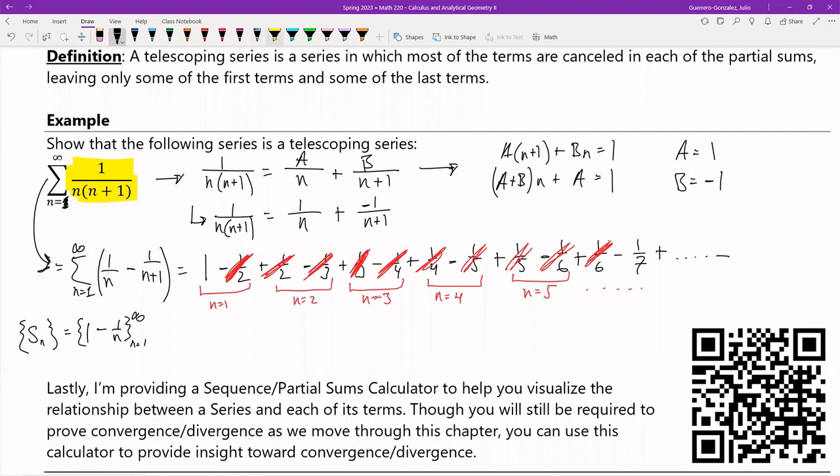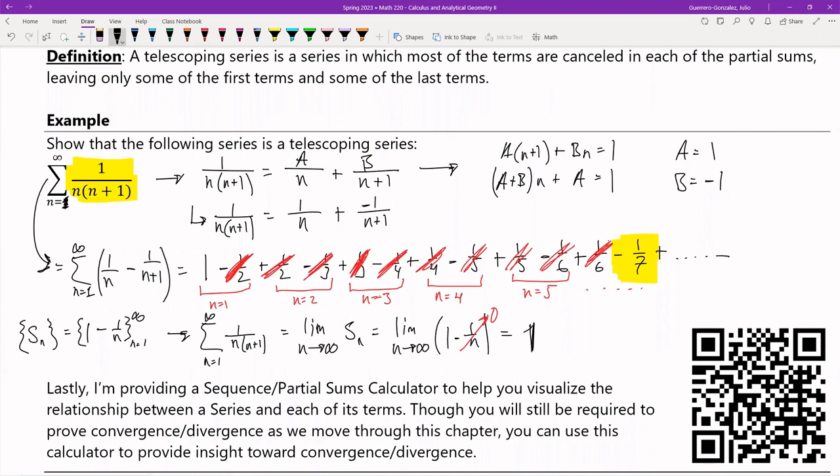Because if you take a look, it's going to end up stopping here. Let's take the seventh partial sum. It's going to be 1 minus the seventh. So then therefore, we have another formula here to prove this. The sum, n equal 1 to infinity of 1 over n times n plus 1, is going to be the limit as n goes to infinity of the S n's, which is the limit as n goes to infinity of 1 minus 1 over n. You guys can see, hopefully, that 1 over n ends up going to 0. This is equal to 1, just how it should be, because that's the answer I got from the very beginning. Just a different way of getting at the same thing.